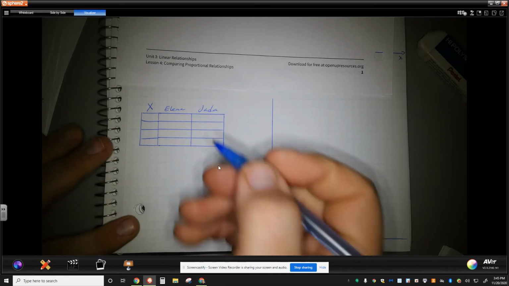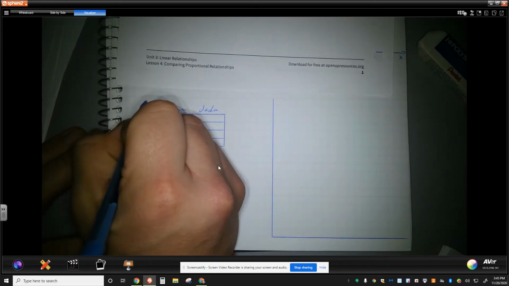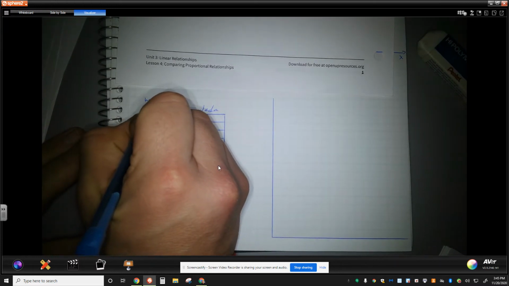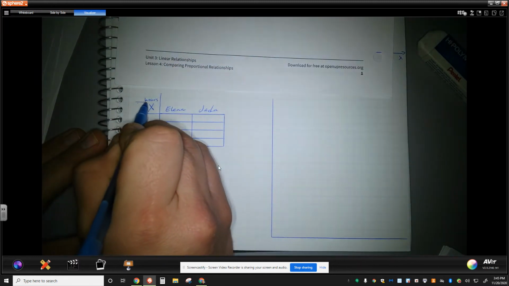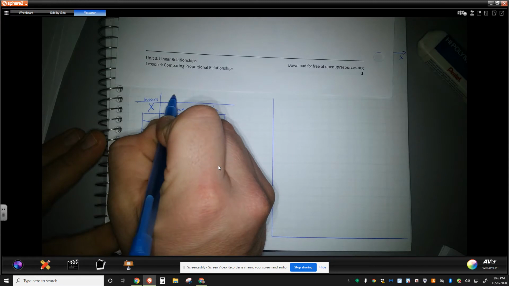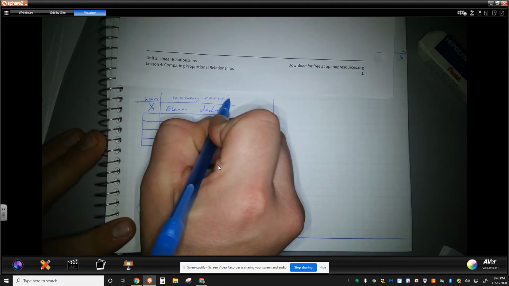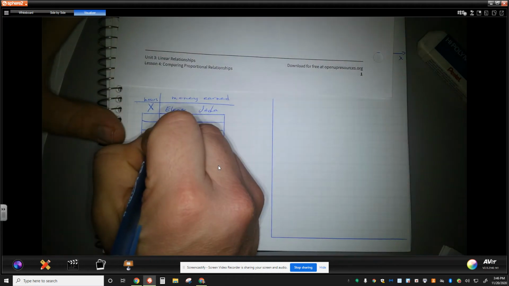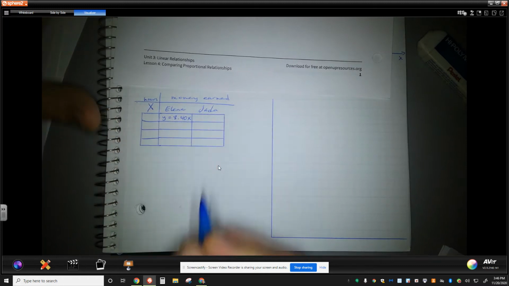In this case, we know that the input represents how many hours are worked, right? And then how much money is earned. So we know that this is hours. And then for the other two, if we think about this on a bigger table, this is money earned. Now, something that would be helpful for us is to recognize Elena's equation is y equals 8.40x.